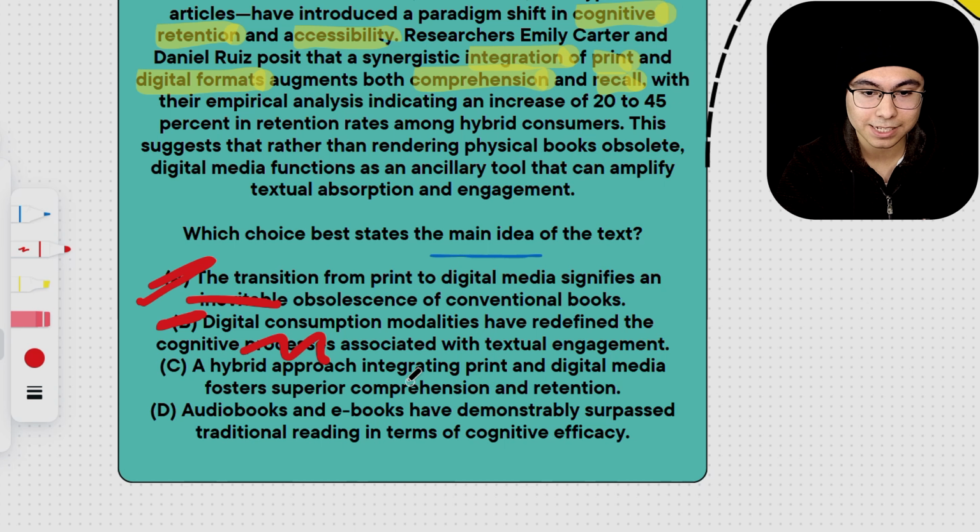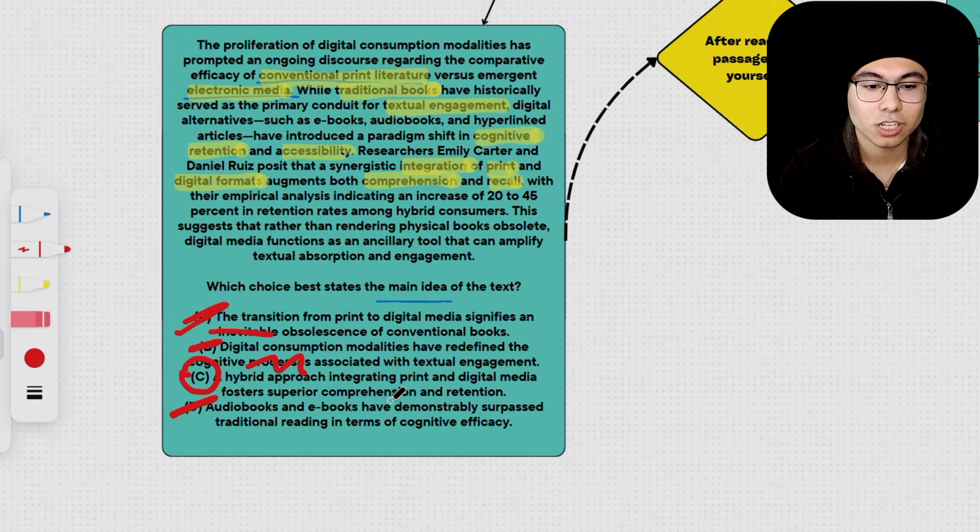Choice C. A hybrid approach integrating print and digital media fosters superior comprehension and retention. And that's exactly what we predicted, and that's the correct answer. Now let's have a look at choice D. Audiobooks and ebooks have demonstrably surpassed traditional reading in terms of cognitive efficiency. No, we can't say that because the passage's conclusion is that we have to integrate both. And in this case, they're saying digital formats are better. No, it's not. So D is also wrong. So the best choice here is choice C.